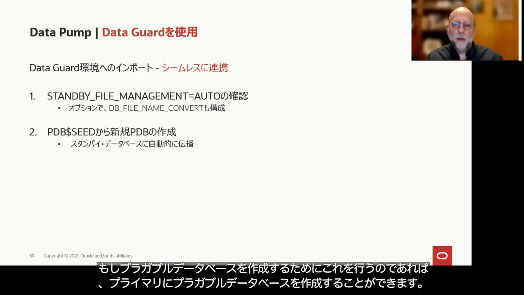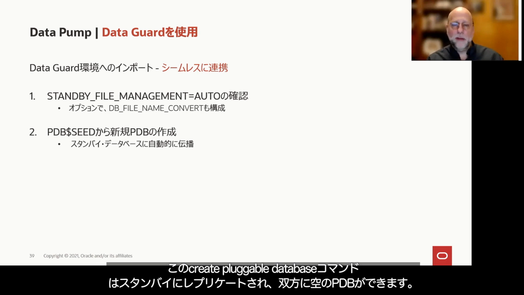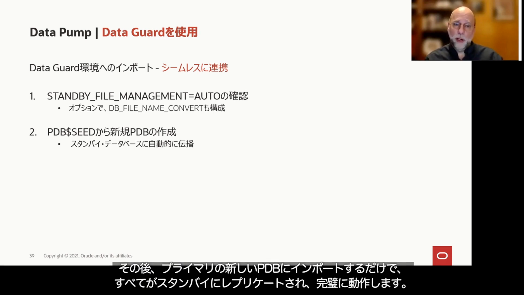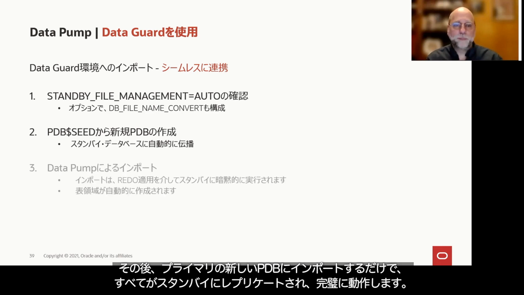Now, if you're doing this to create a pluggable database, what you can do is you can create your pluggable database on the primary. Now, that create pluggable database command will get replicated to the standby, and you'll have an empty PDB on both sides. Then you can simply import into the new PDB on the primary. Everything will get replicated to the standby. Just works perfectly.